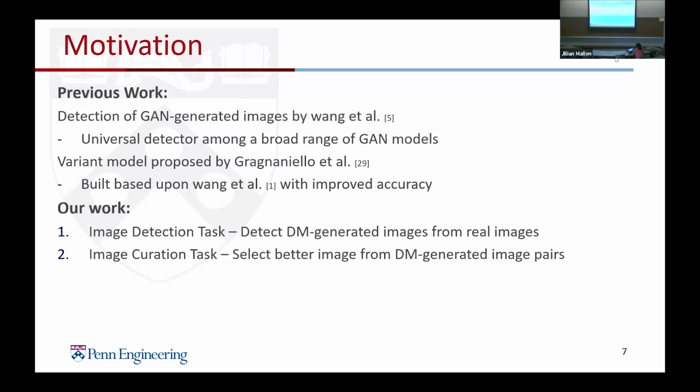So inspired by that, we would like to extend the analysis from the GAN-generated images domain to the diffusion model domain, which is the first work we present, called the image detection task. And inspired by the model performance in detecting the real versus fake images, we propose another work, called the image curation task, in which we try to explore if we can select the better image from all fake images generated by the diffusion model.